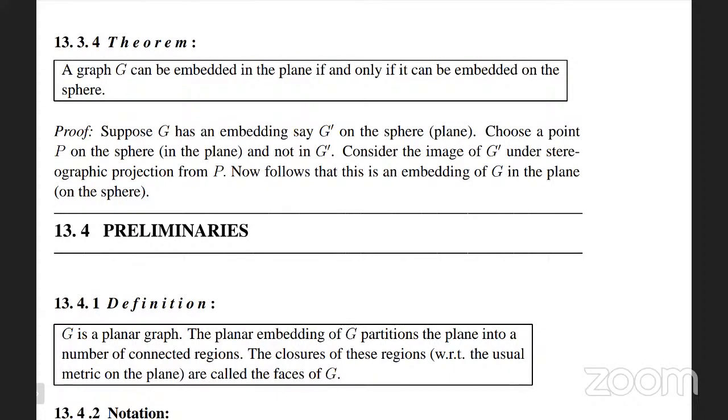So we cannot see what we have. That is the overall idea about it. It is whether we can see it or we cannot. The graph G can be embedded in the plane if and only if it can be embedded on the sphere. This is the overall idea about it.